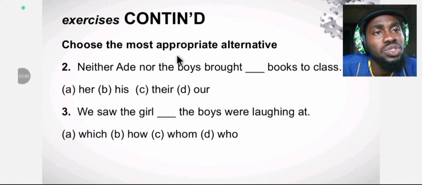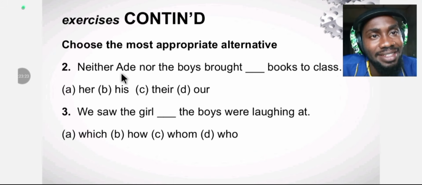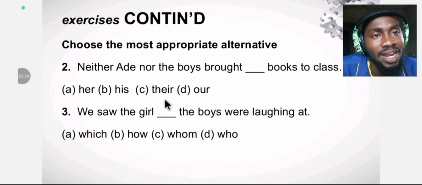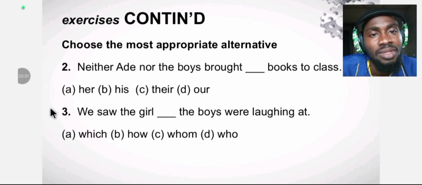The instruction says, choose the most appropriate alternative. Number 2, neither Ade nor the boys brought dash books to class. A, her. B, his. C, their. D, are. What's your answer? You answered right. The correct option is C, their. Neither Ade nor the boys brought their books to class.